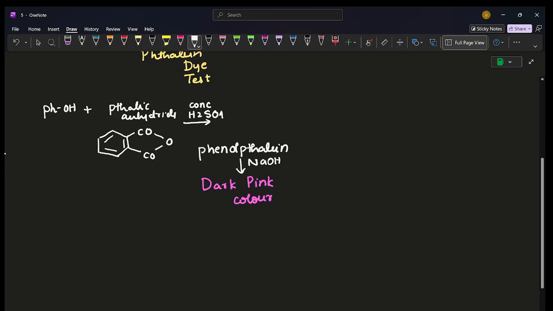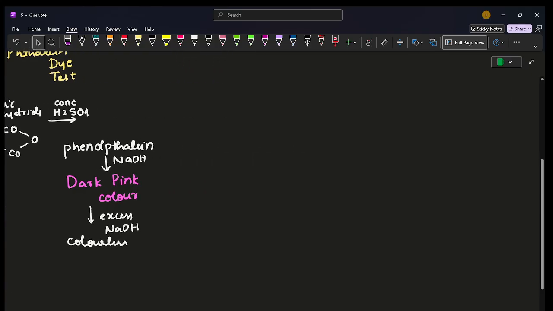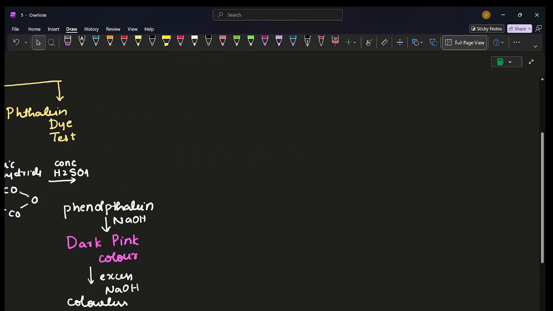But if you put excess NaOH, it becomes colorless. Some simple things to remember. And if you're still wondering how exactly phenolphthalein looks, it will have 3 benzene rings. Remember that. Okay. Right, so I think that's so much for our phenolphthalein.